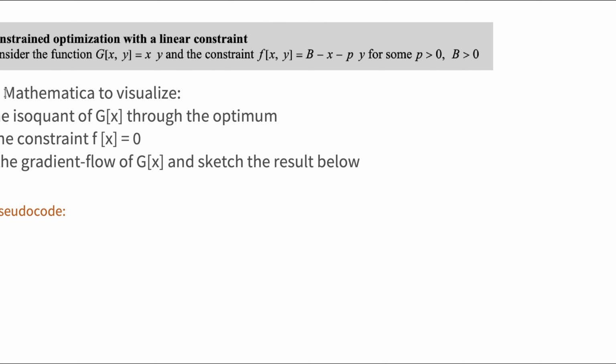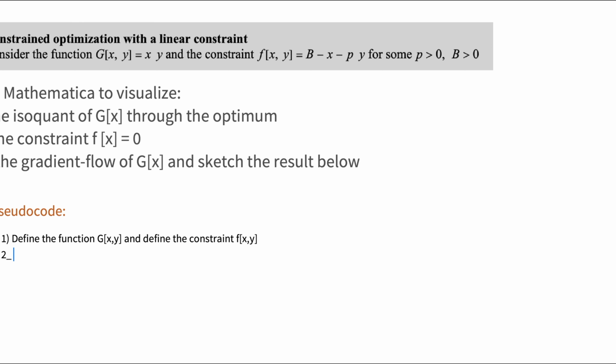But before we get to that, we're going to work through this whole question through Mathematica. So if we were to write some pseudocode for that, what we have to do is first define the function g of x, y and define the constraint f of xy.